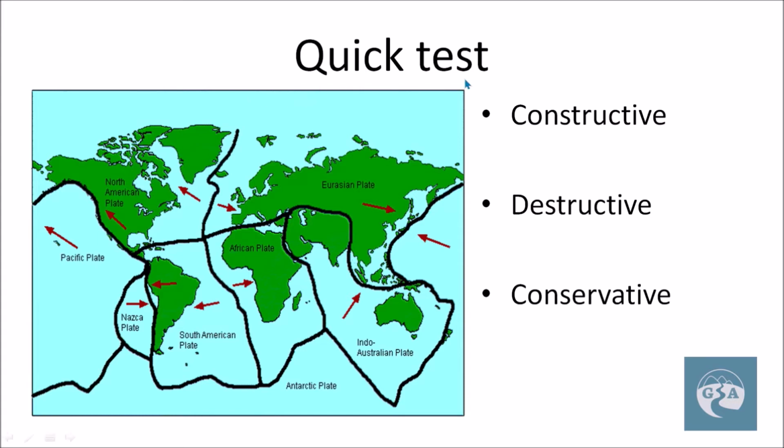So a quick test for you now. Having a look at the map on your left, can you give me examples of two plates that cause a constructive plate boundary, two plates that cause a destructive plate boundary, and two that cause a conservative plate boundary? Pause the video, look at the map, and see if you get the answers right.